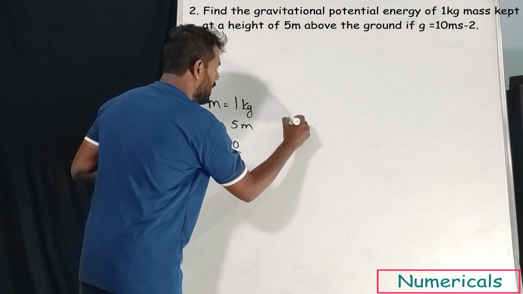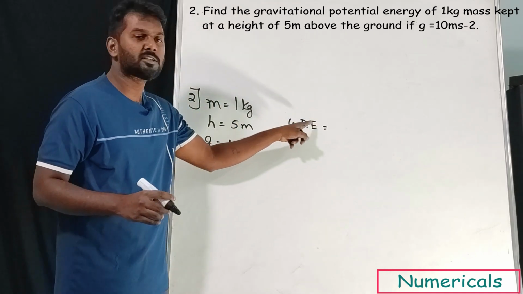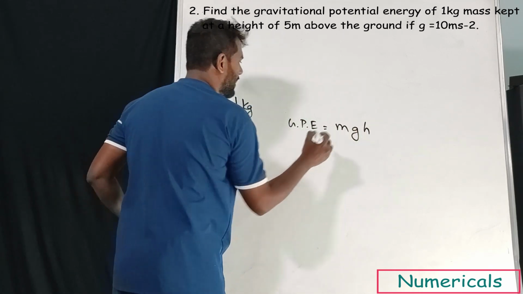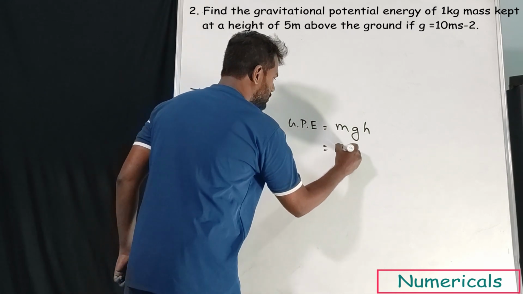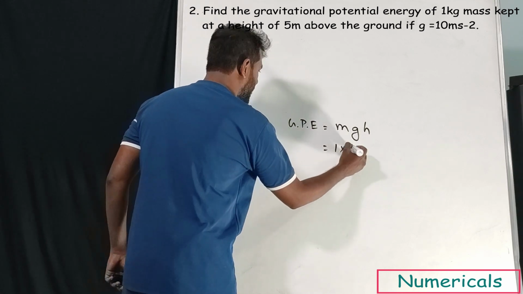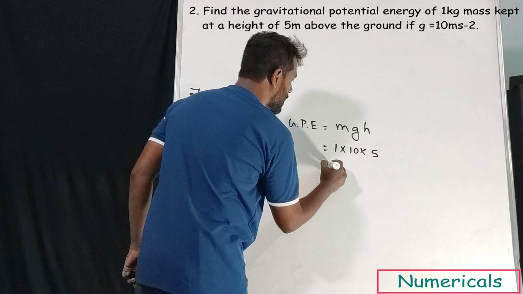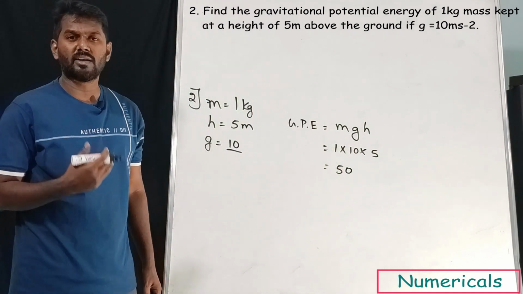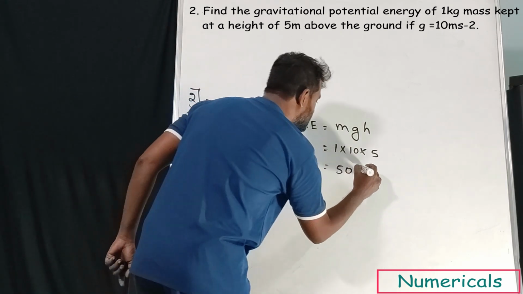Now, what is the formula? Gravitational potential energy. See, in the exam, try to write the expanded form. That is nothing but mgh. What is the value of m? 1. Don't worry about the units, just write the values because everything is in SI unit. Then gravity value will be 10, that is given in the question. Then height value will be 5. 1 into 10 into 5, that is 50. What is the quantity we are talking about? Potential energy. So the unit will be joules.